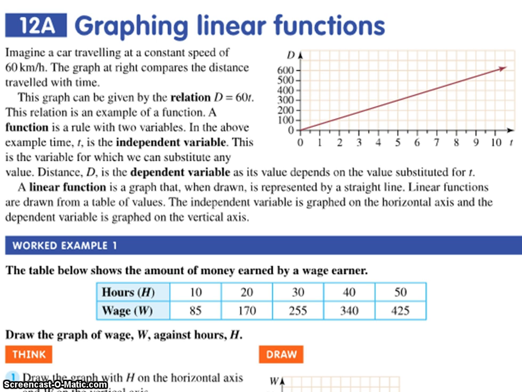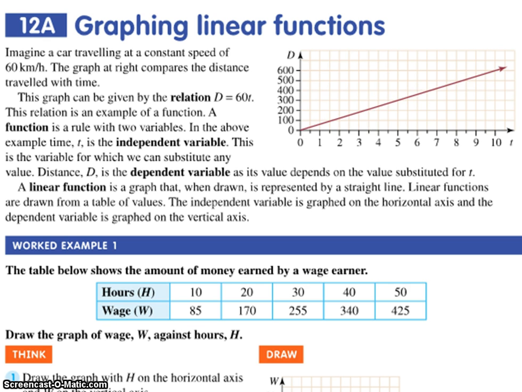They've got the relation d equals 60t, which is a function. A function is a rule with two variables. So we've been looking at that when we were doing our algebra stuff. You've got two types. You've got an independent variable and a dependent variable. Now, when you have a look at that d equals 60t, you can see that t is independent because it doesn't matter what the distance is, the time hasn't changed. It's the time that changes the distance, if that makes any sense. Its value depends on whatever we substitute for t.